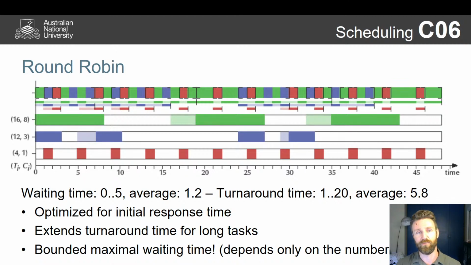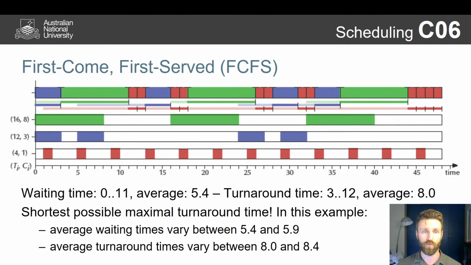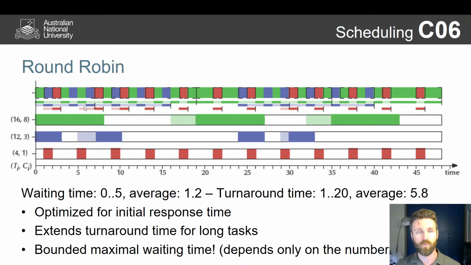Okay, so I guess another point that I should note here is that with first come first served, the way it's shown here, there's no preemption. Each of these tasks, once it starts running, it's going to run to completion. With round robin, obviously this requires preemption, so it's requiring the scheduler to interrupt the process and give the CPU over to another process at regular time intervals.